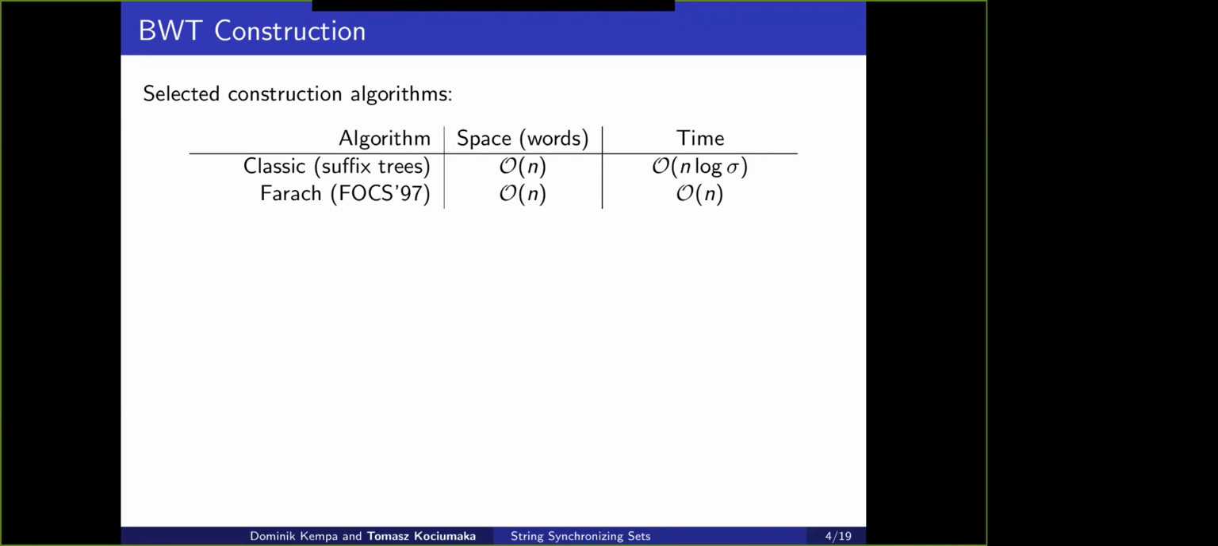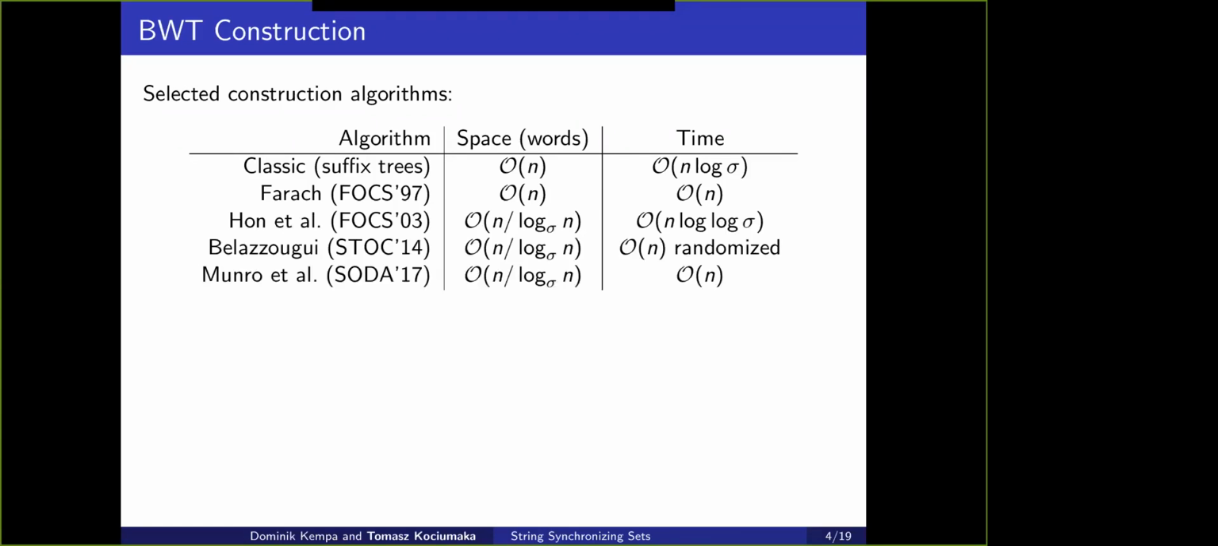But for BWT, it's not the case, because both the input and the output take n log sigma bits only. So you can hope for improvements in space and time. And in space, indeed, it has been done. Hon and others at FOCS 2003 managed to get optimal space, n log sigma bits, which translates to n over log base sigma n machine words. This was at the cost of a log sigma penalty in the running time. This log sigma factor was subsequently removed by Kempa at STOC using a randomized algorithm, and then Munro, Navarro, and Nekrich made a deterministic counterpart at SODA 2017.